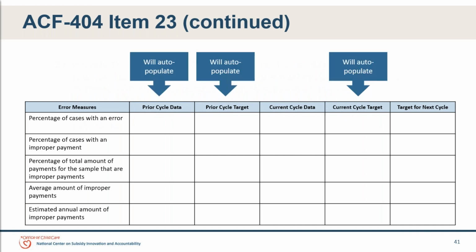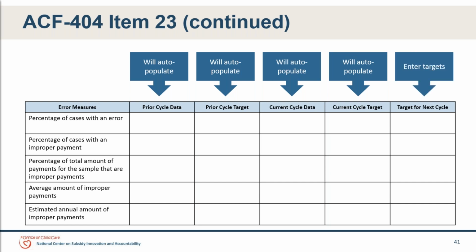It's set up like a table in the OLDC where you have the error measures listed on the left. The figures for prior cycle data, prior cycle target, and current cycle target are all going to auto-populate based on what you entered in the last report. And the figures for the current cycle data will also auto-populate, again, based on what you entered in the current report. So based on what you entered in part 2 of the report. So really the only new data that you'll need to provide are your targets for next cycle.